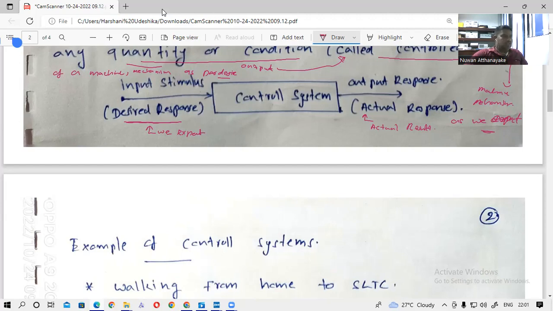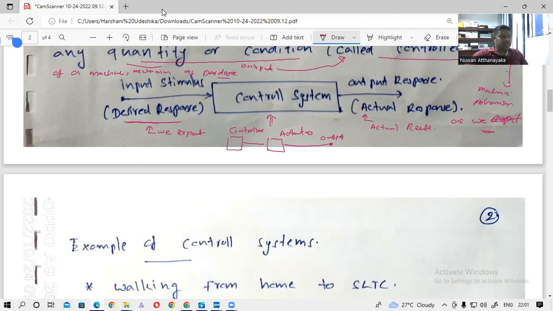So if you consider this control system, here it is drawn in one box. But if I separate this box, it should have a controller. And it should have some actuators. And the actuators will directly connect with the output. You already know what the actuators are: motors, relays, those are actuators.